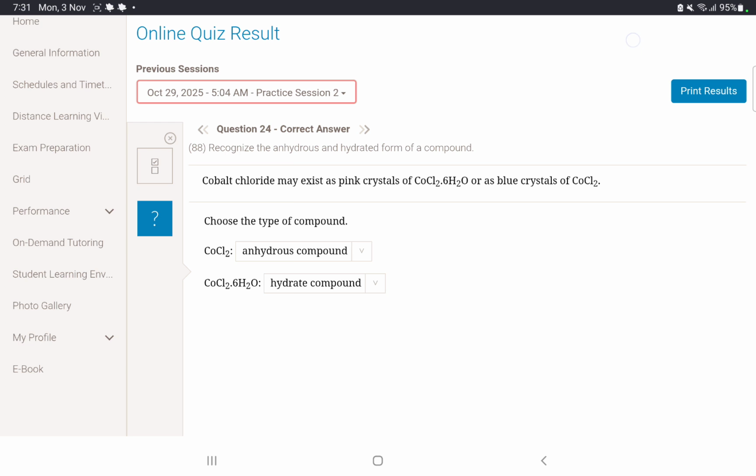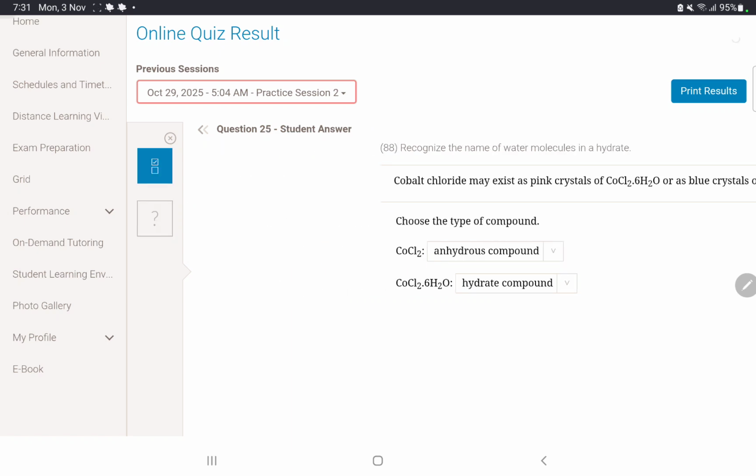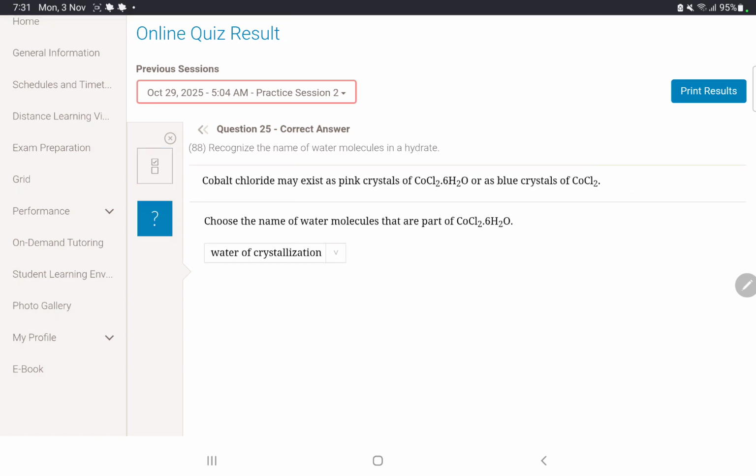Guys, basically, this is an anhydrous compound because there's no H2O. This one is a hydrated compound because there is H2O. And the water that we added to this anhydrous compound is called the water of crystallization.